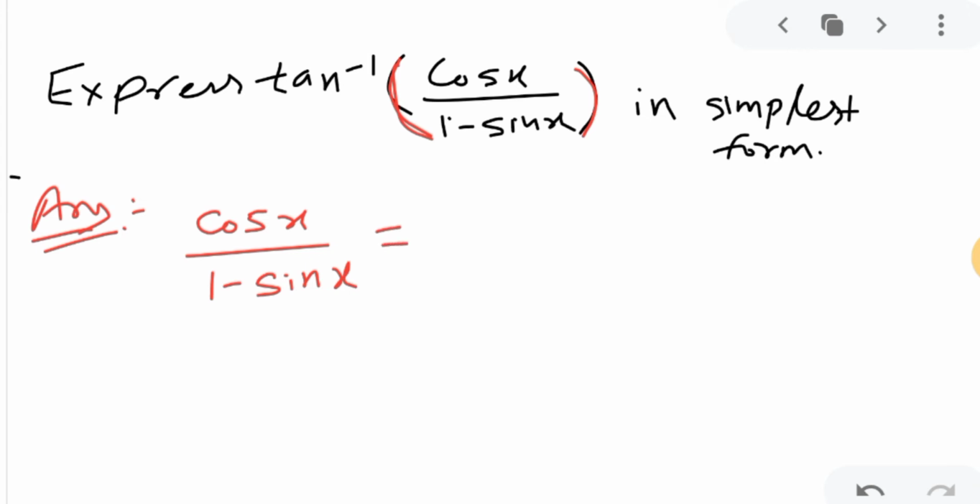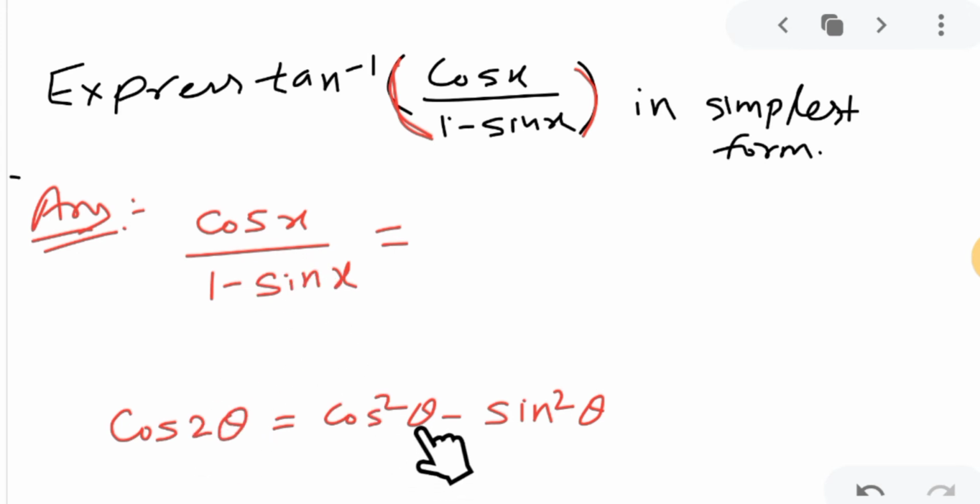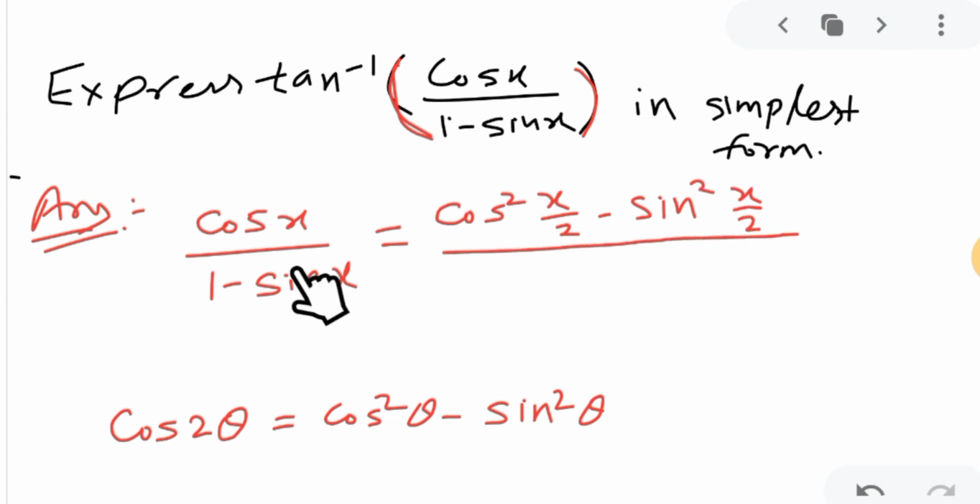So how can I simplify cos x divided by 1 minus sin x? We will use the cos 2 theta formula. What is the cos 2 theta formula? Cos 2 theta is cos square theta minus sin square theta. Here 2 theta is x, so theta will be x upon 2. So I will write cos square x upon 2 minus sin square x upon 2, divided by, and below also I will try to change it.